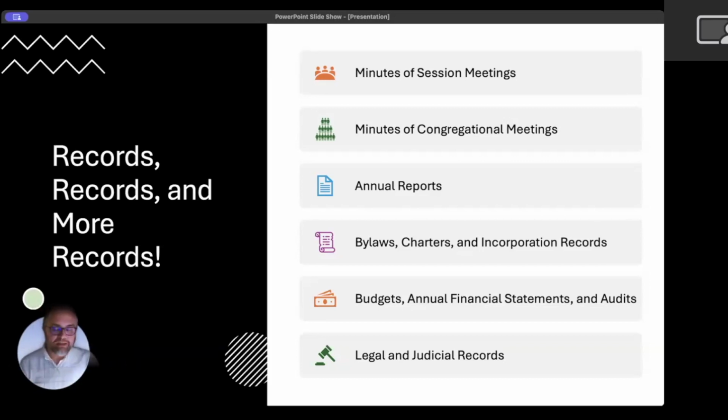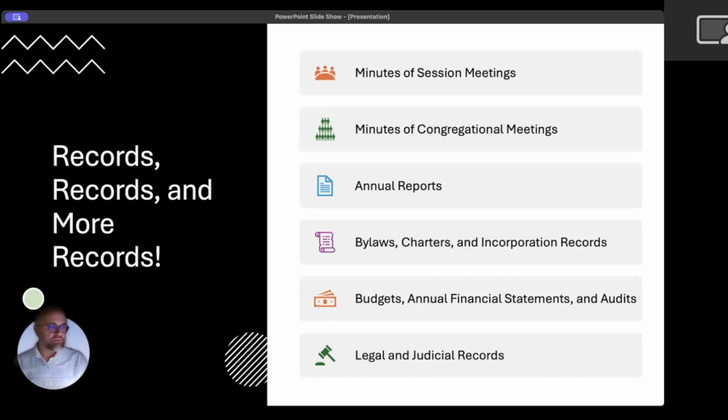The first one we've been talking about is the minutes of session meetings. And a subset of that is always the minutes of a congregational meeting. All of those are permanent. Everything on this screen here is considered a permanent record, and you need to make sure you don't lose it. We'll talk a little bit about that in a minute.